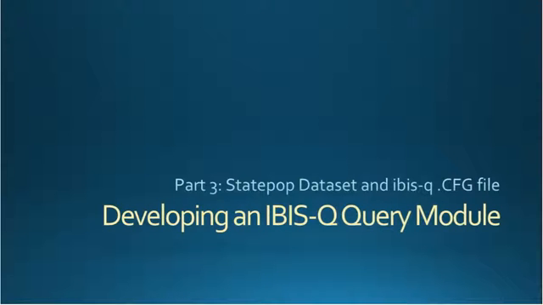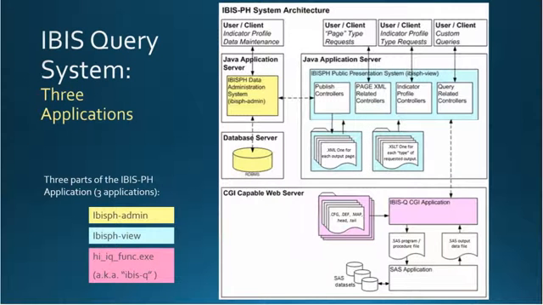This is part 3 of the training video series for developing an IBIS Query Module. We're going to look at the ibisq.cfg or config file. The config file is located in the ibisq backend folder on the ibisq server.